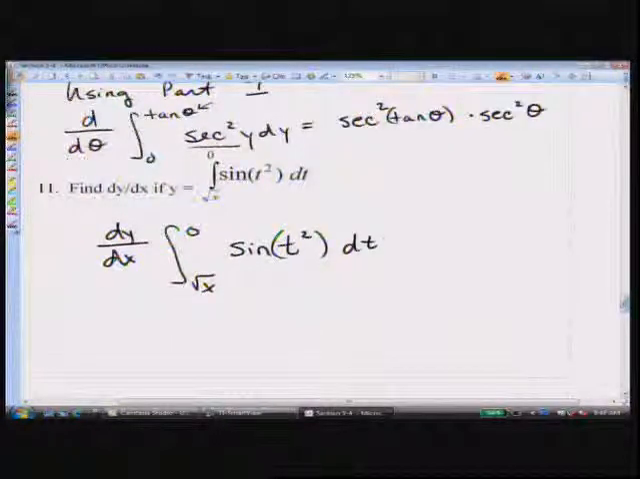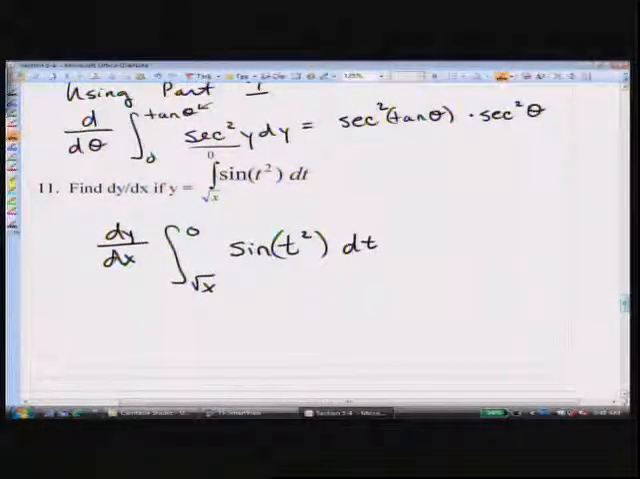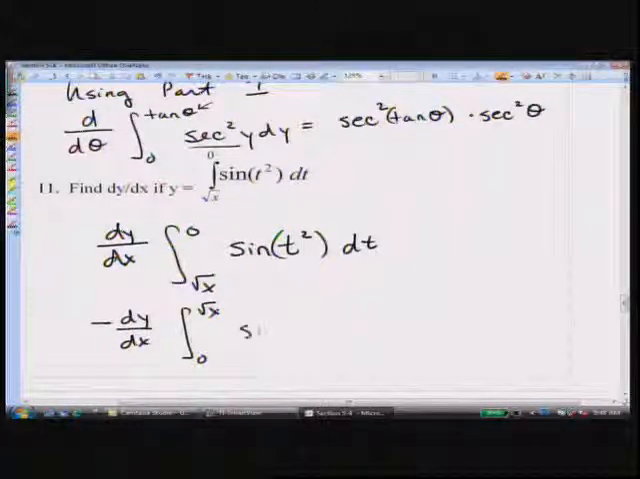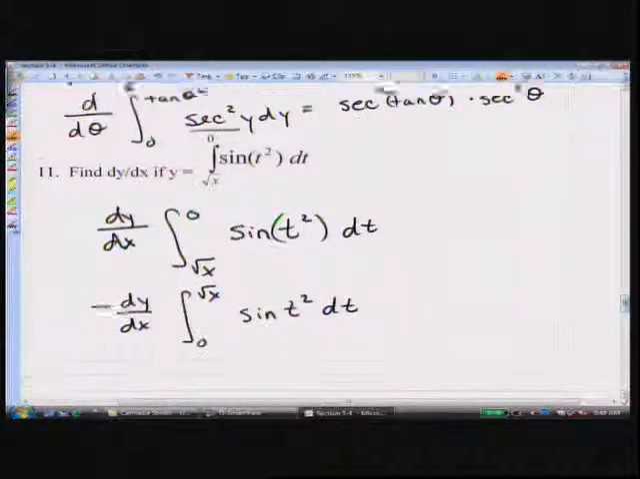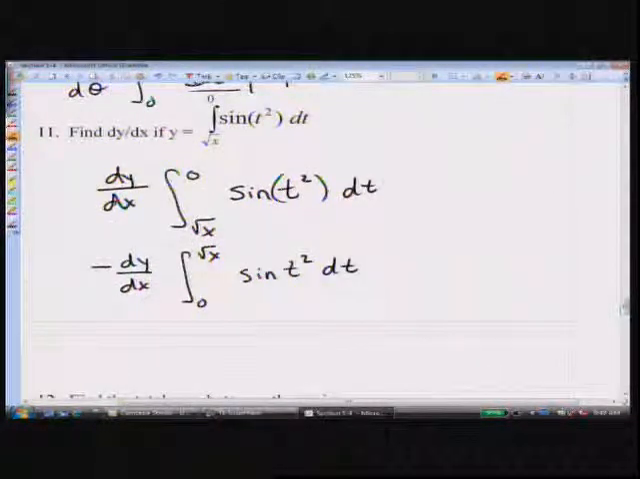And so I can say that this is the same as the opposite of the derivative with respect to x of the integral from 0 to square root of x of sine t squared dt, right? Okay, and now the fundamental theorem tells me that this derivative is going to be the sine of the square root of x squared times the derivative of the square root of x. You just write this with this in it and then do the derivative of that. And you still have this negative that's going to tag along.